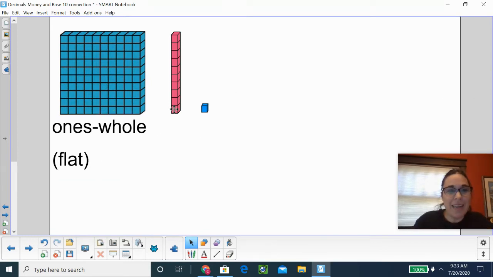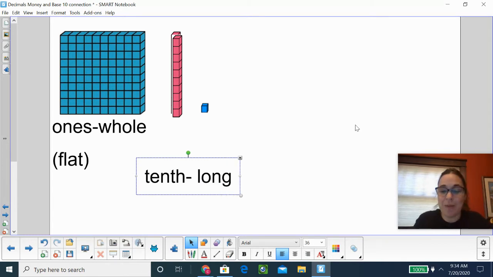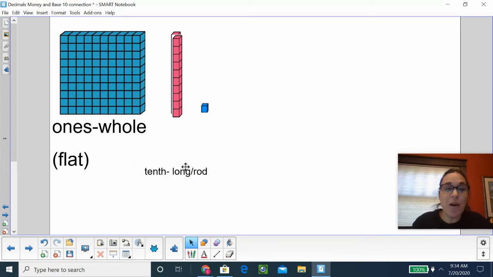The next one is this pink here, and I'm going to think, how many of these would I need to fill a whole? You got it, 10. So we call this a tenth. Sometimes you might hear me call it a long or a rod. But the value of one of these is 1/10 the value of the whole.